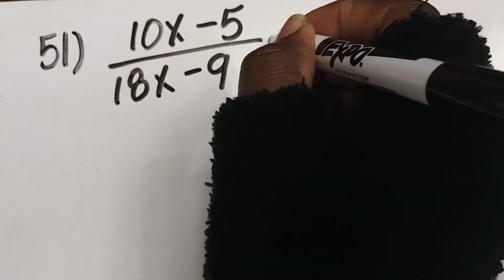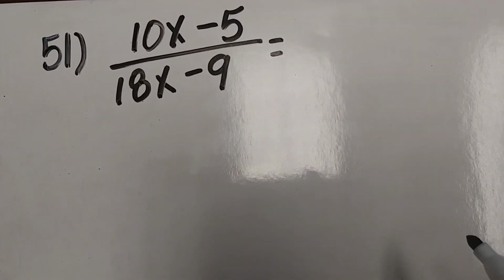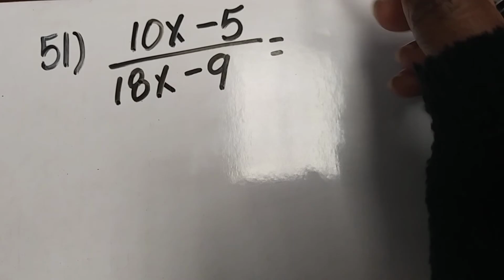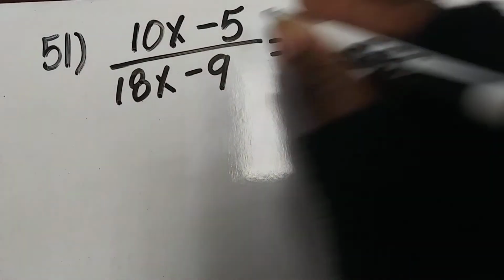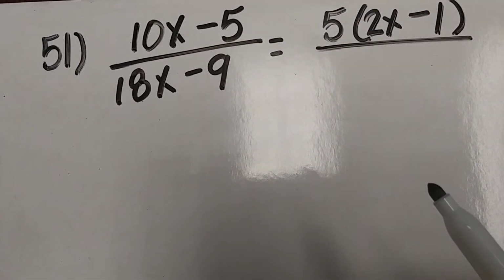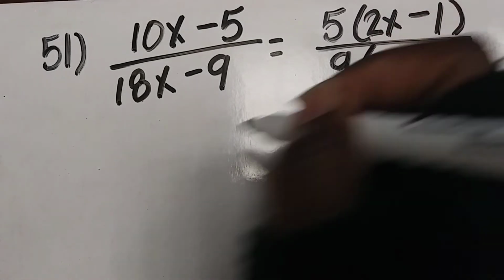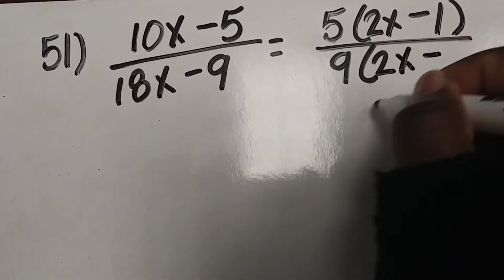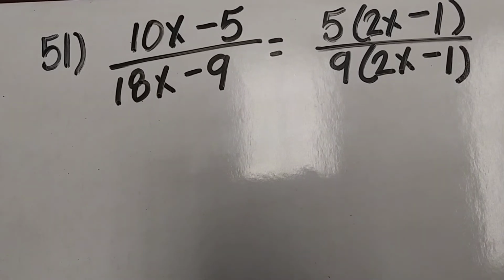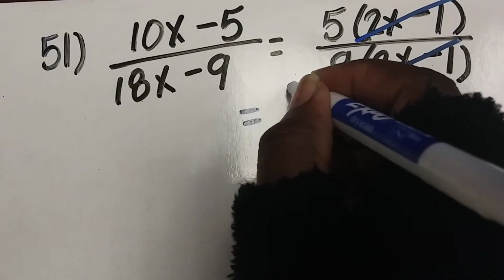Number 51. I have 10x minus 5 over 18x minus 9. I'm going to factor using my GCF. My GCF is 5. 5 goes into 10x 2x times, 5 goes into 5 one time. My GCF here is 9. 9 goes into 18x 2x times, minus 9 goes into 9 one time. So I'm going to cancel these out to 1. And my answer is 5 over 9.